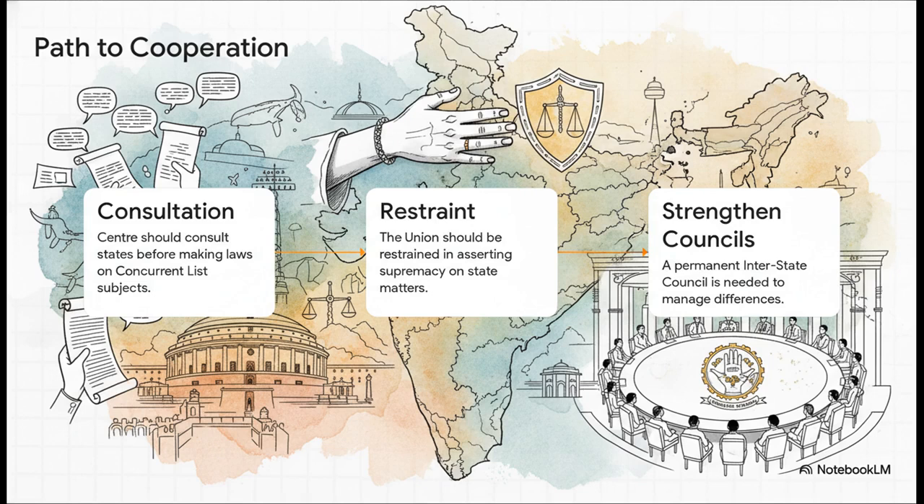So, what does that partnership actually look like in practice? Well, the Commission laid out a pretty clear roadmap. First, real consultation. The center should talk to the states before making laws on those shared subjects in the concurrent list. Second, restraint. The center should think twice and then think again before using its overriding powers. And third, you need to strengthen institutions like the Interstate Council so there's a proper place for the center and states to sit down and work out their differences together.